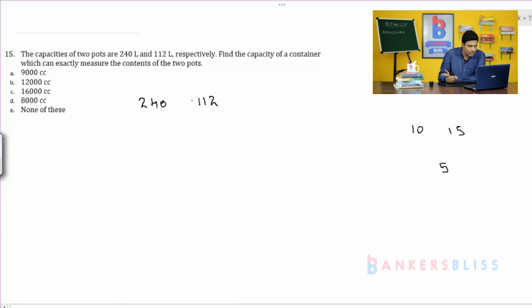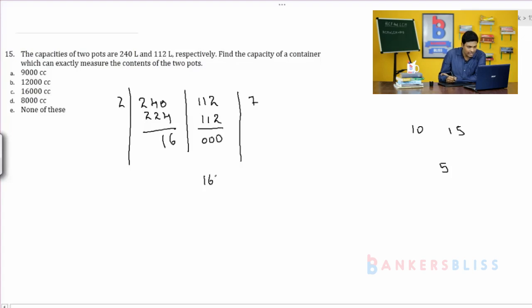Okay, so 240 and 112. So 240 is the greater number, 112 is the lesser number. You divide 240 by 112. 2 twos are 224. So the remainder is 16. 16 5s are 80, 16 6s are 96, 16 7s are, how much? 112. 16 7s are 112. So the HCF is 16 liters.